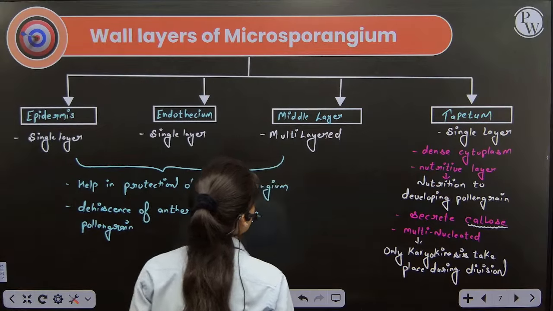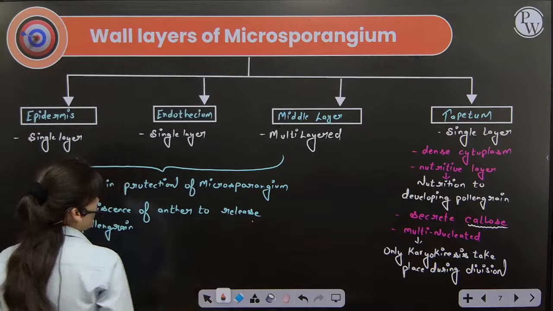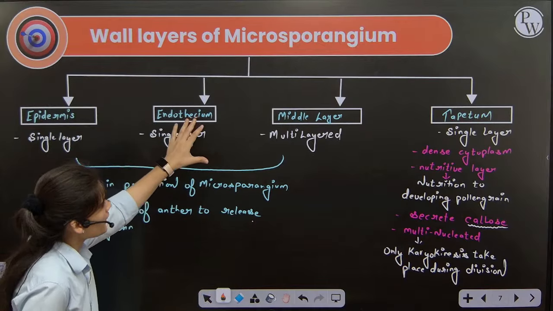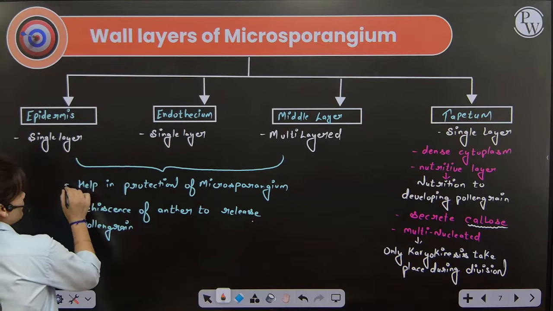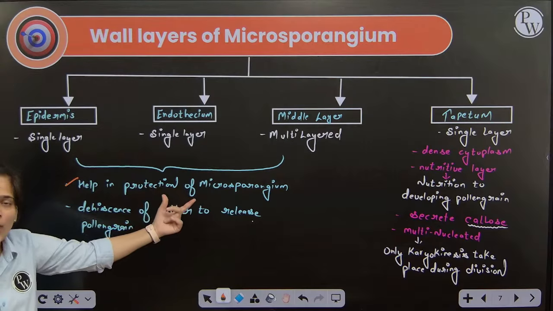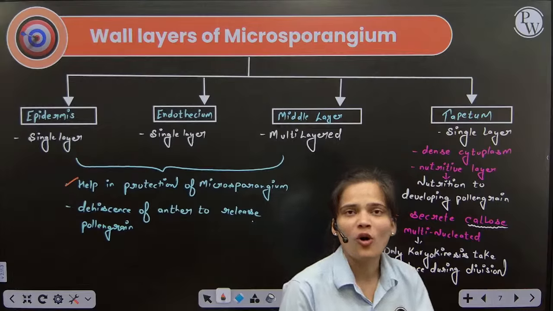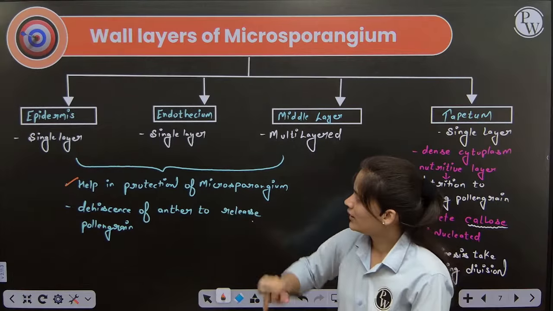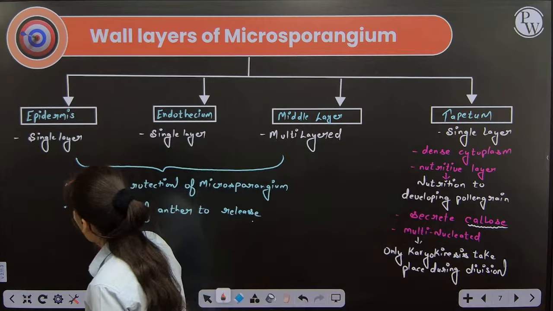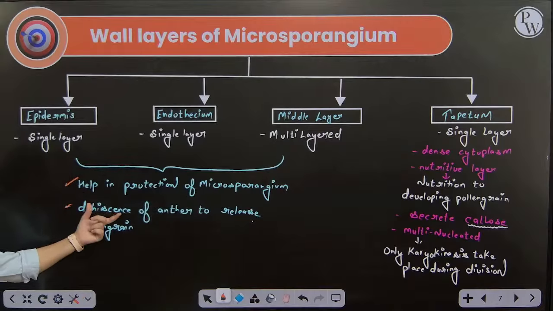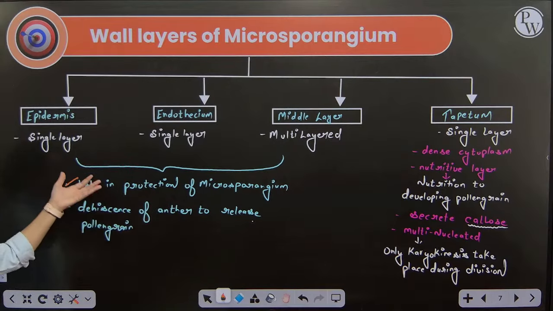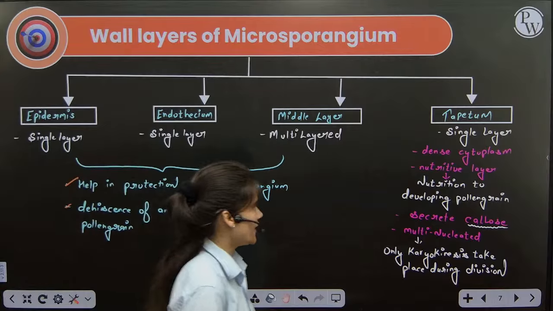Out of four wall layers of microsporangia, which layer is multi-layered? Middle layer is multi-layered. The outer three wall layers help in protection of what? As they surround microsporangia, they help in protection of microsporangia. Second, they help in dehiscence of anther to release pollen grain, and pollen grain is the male gametophyte here.